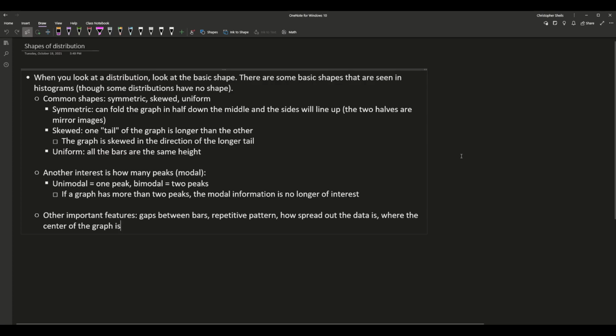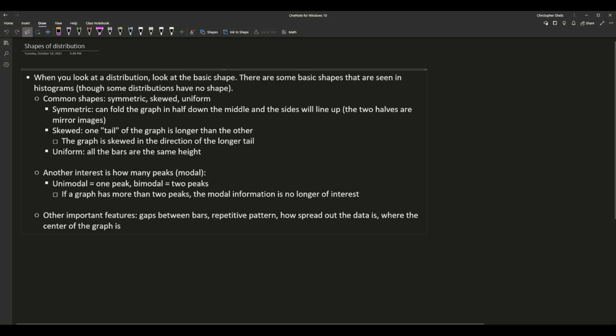Another interest is how many peaks the distribution has. This is what we call the modality of the graph. So unimodal is whenever it has one peak. Bimodal is whenever it has two peaks. And if a graph has more than two peaks, the modal information is no longer of any interest.